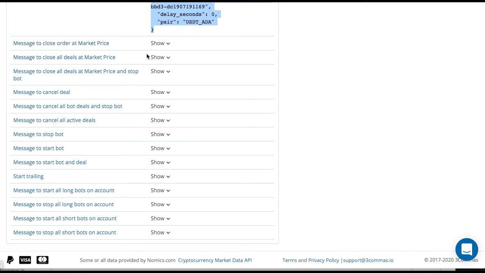This one will close all deals. So this is going to close all deals associated with this bot at market price. This is a message to close all deals at market price and then stop the bot. So as you can see, there's more power you have here. Just be careful again how you set it up and how you use it.